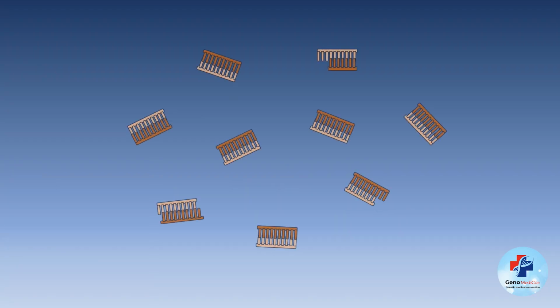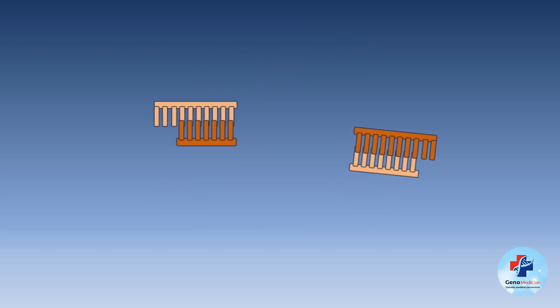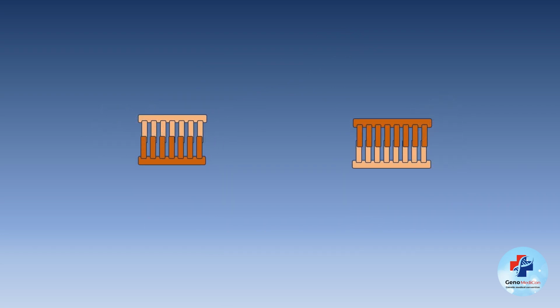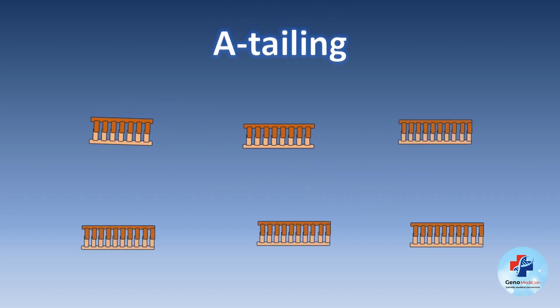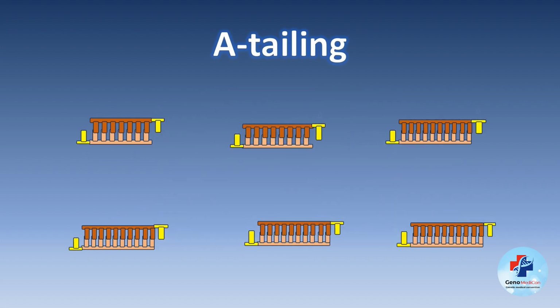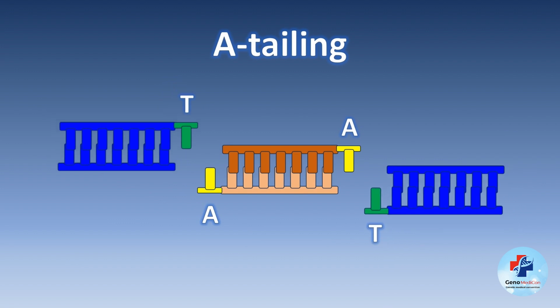However, during the fragmentation process, the DNA ends may become ragged or have overhangs, which must be enzymatically repaired into blunt ends for further processing. After fragmentation and end repair, a crucial modification is introduced, which is called A-tailing. This process involves adding a single adenine nucleotide to the 3' end of each DNA fragment. This modification ensures compatibility with the T-tailed adapters that are ligated to the fragments in the next step.